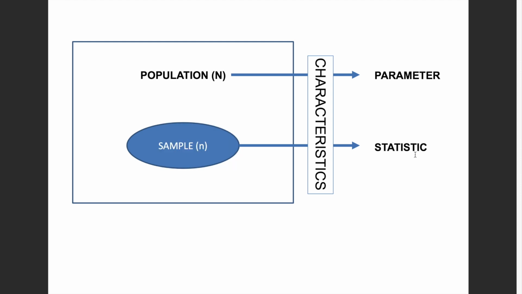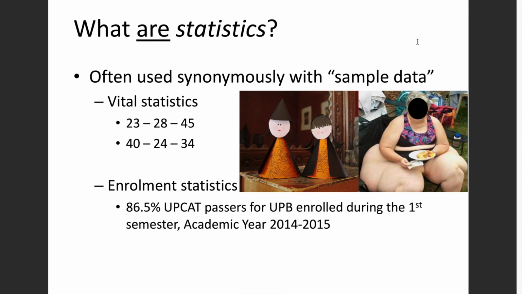which is much easier to get because it is smaller in size than the population. But what we try to do here is we try to infer from that statistic, from that sample n, the parameter characteristic of the population. Try to predict or infer, rather, this population parameter without really measuring every member of that large population. Okay? So what is statistics?